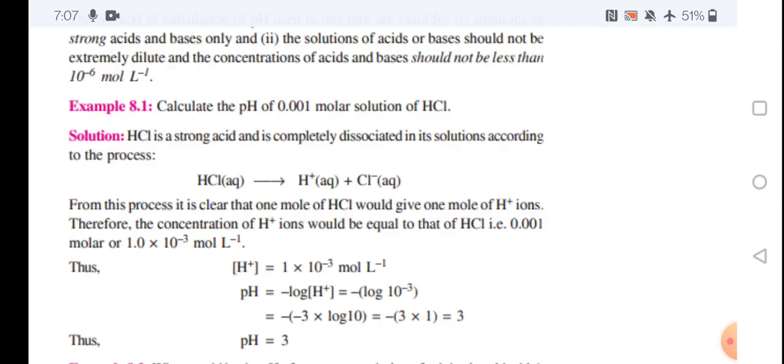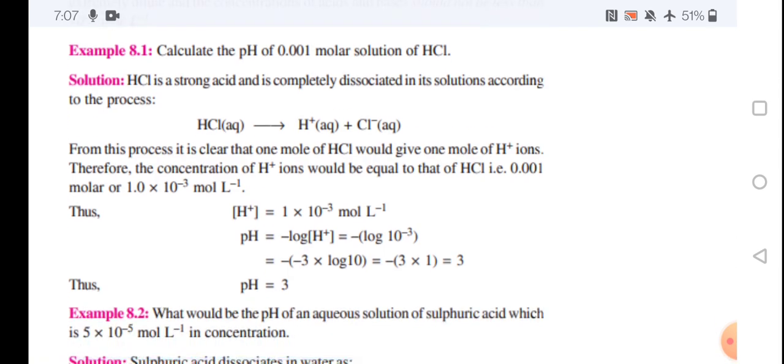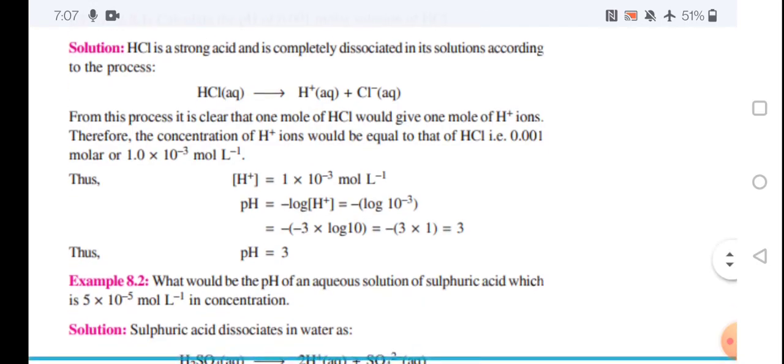So pH means we are taking the logarithm of the concentration of hydrogen ions. We get minus 3, minus 1 is negligible. If we multiply 1 with 10 to the power of minus 3, we get 10 to the power of minus 3. So the logarithm of 10 to the power of minus 3 is minus 3 into log of 10. Log of 10 base 10 becomes 1. So minus of minus 3 becomes plus 3, that is, the value of pH is 3.